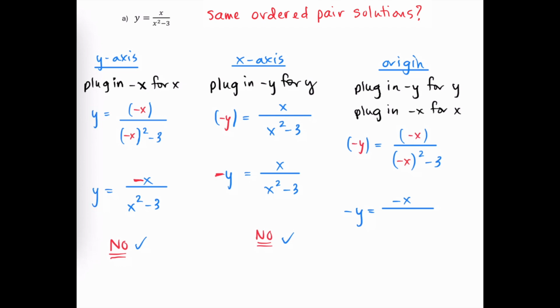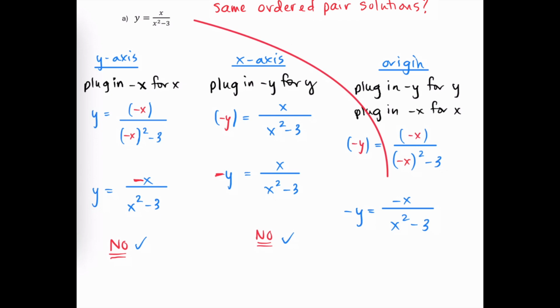In the denominator, notice that we are squaring not only the x but also the negative, so this is going to be positive x squared minus 3, and this is our simplified version. Now let's be careful here, because at first glance it looks like this is not the same as the original. However, notice that the left-hand side changed from positive to negative, but we also got a negative sign over here on the right-hand side, so both sides changed.